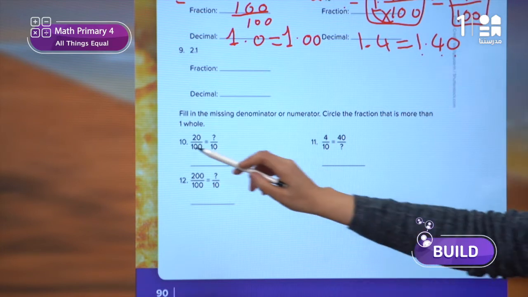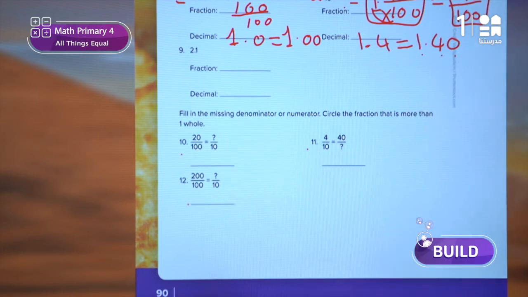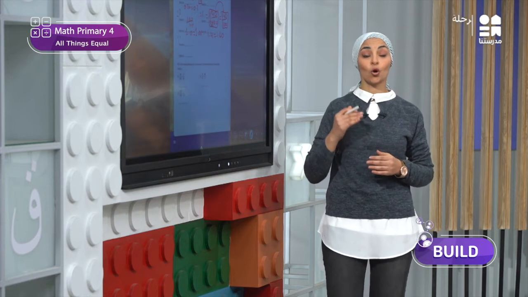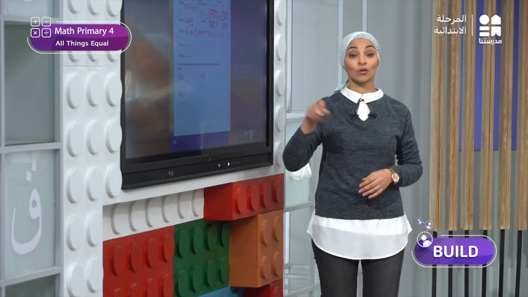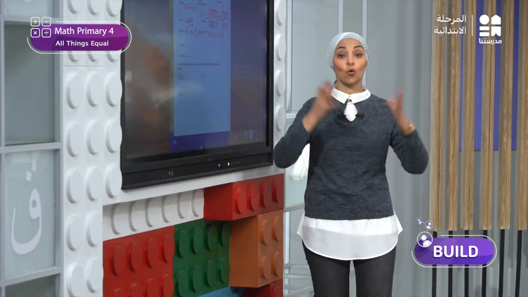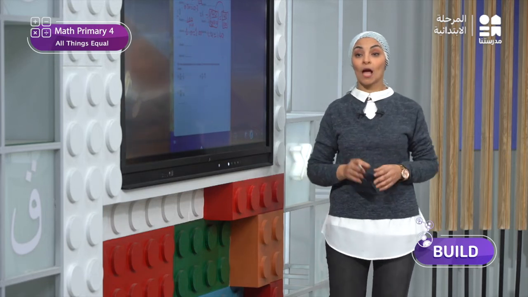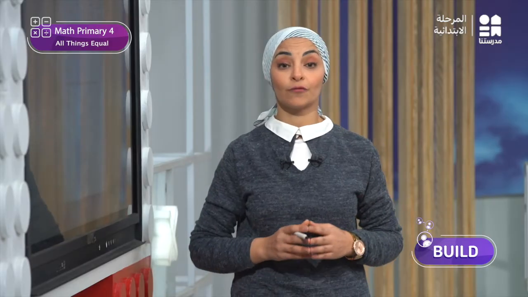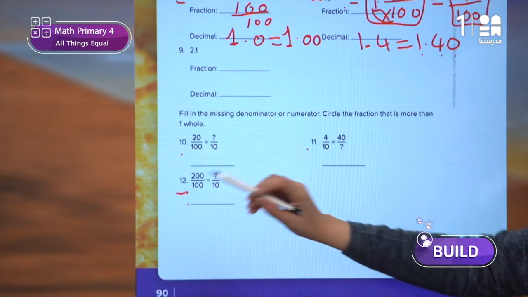Here we have three problems, like you see here. We will fill in the missing denominator or numerator. Then I will circle the fraction that is more than one whole. We will solve problem number 12 all together. Here is problem number 12.